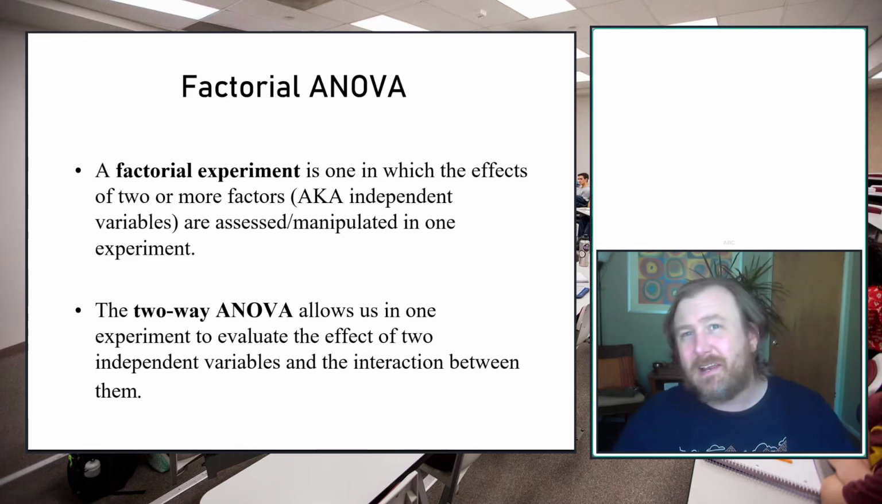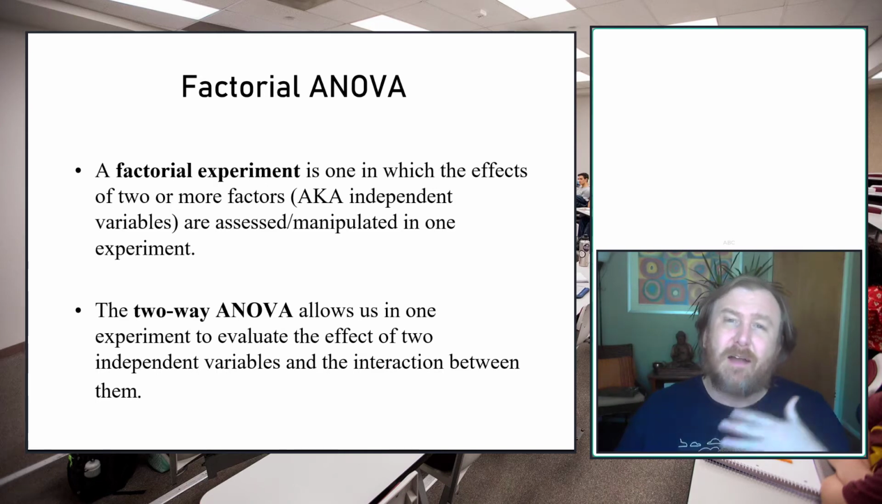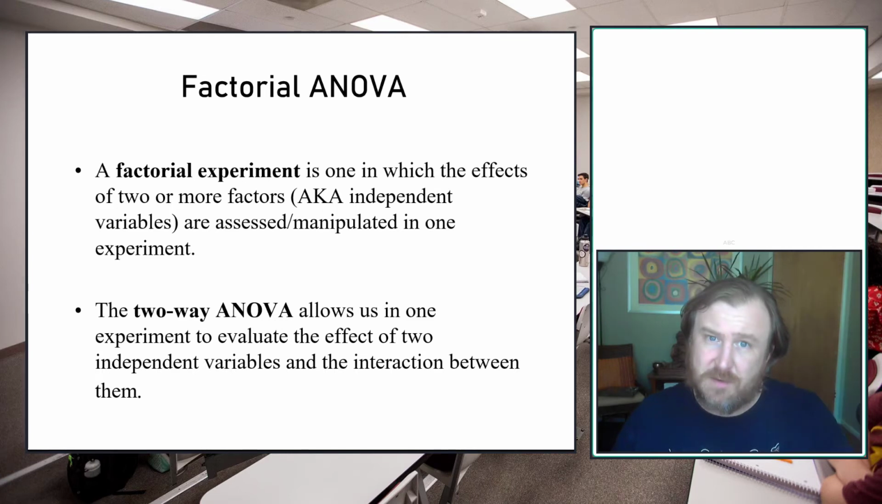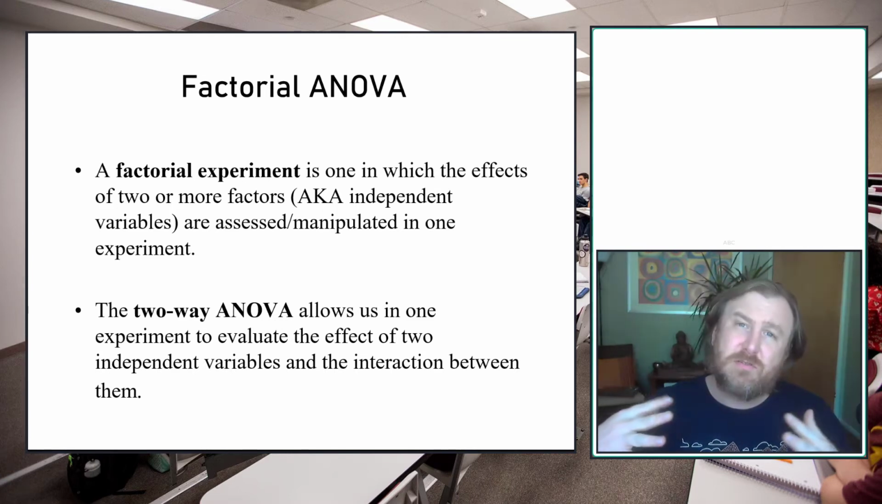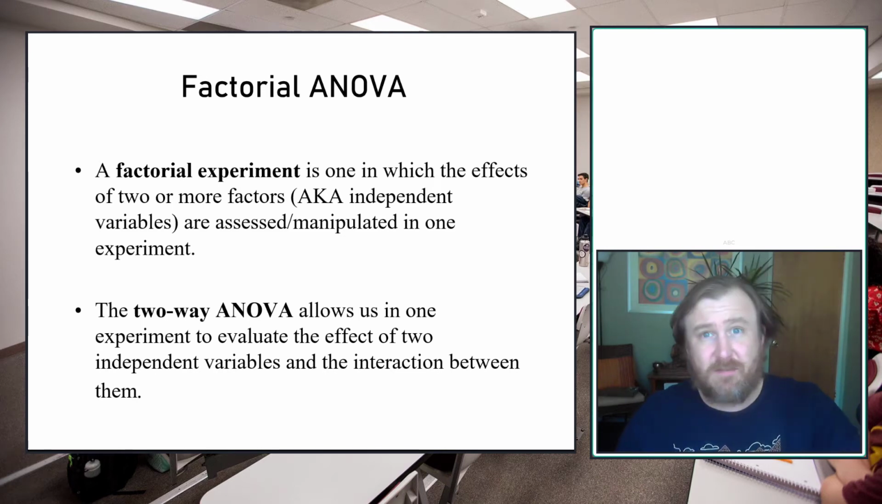But then we get into the issue of alpha inflation again, and in addition, we lose out on a certain piece of information called the interaction, and this is key. So the two-way ANOVA allows you to not just test the effect of the first factor and the effect of the second factor, but how those 2 factors interact with each other. In other words, how does the effect of one factor on the DV depend on the other factor?